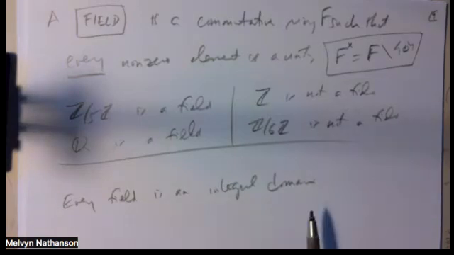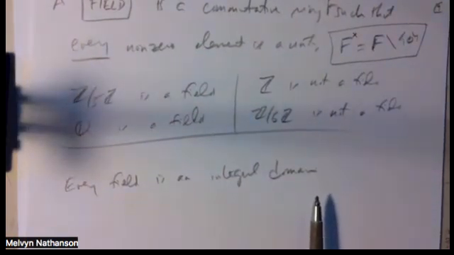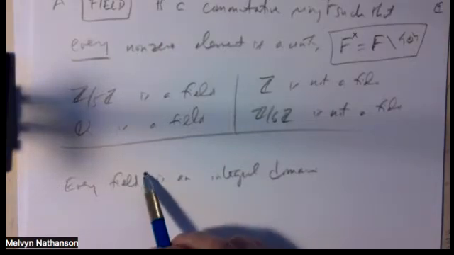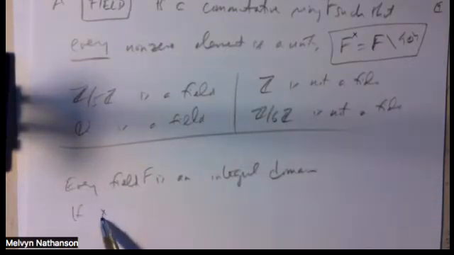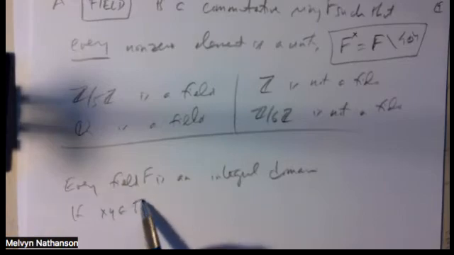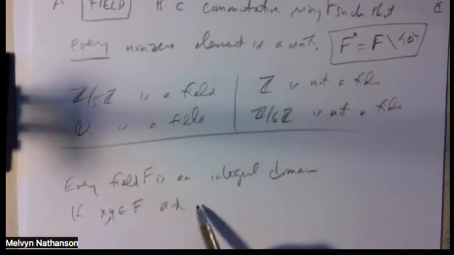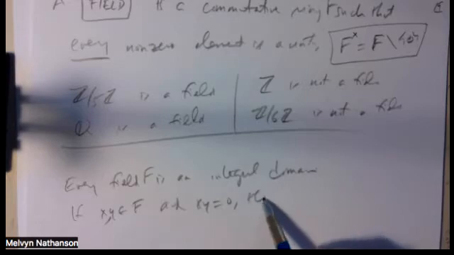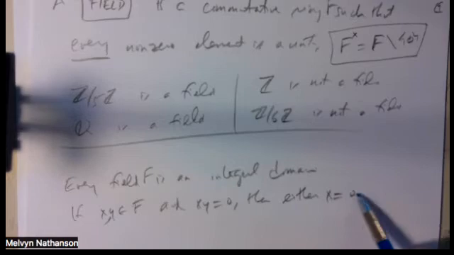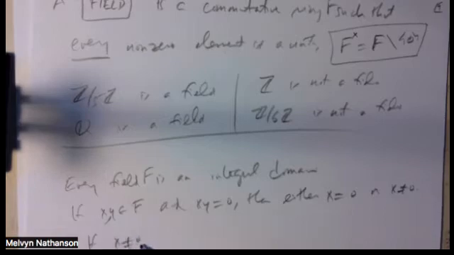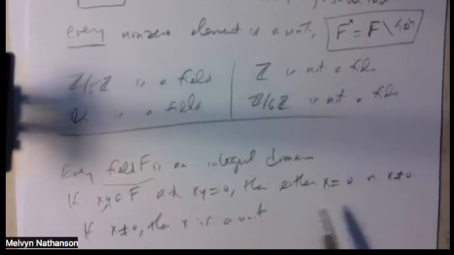So if you have a field, it's automatically an integral domain. Why is that? If x, y are in F, and xy equals 0, then either x is equal to 0 or x is not equal to 0. If x is not equal to 0, then x is a unit because we have a field.